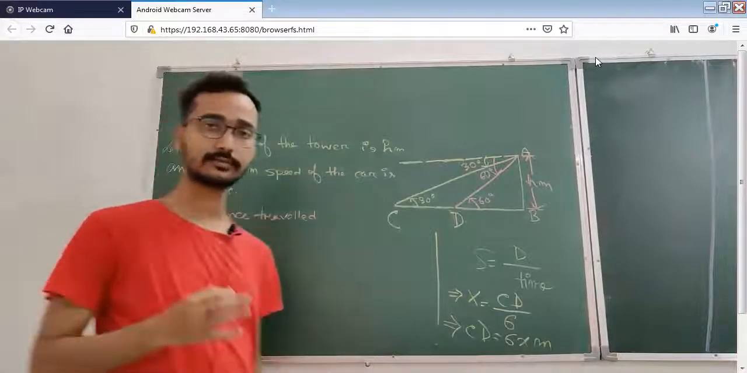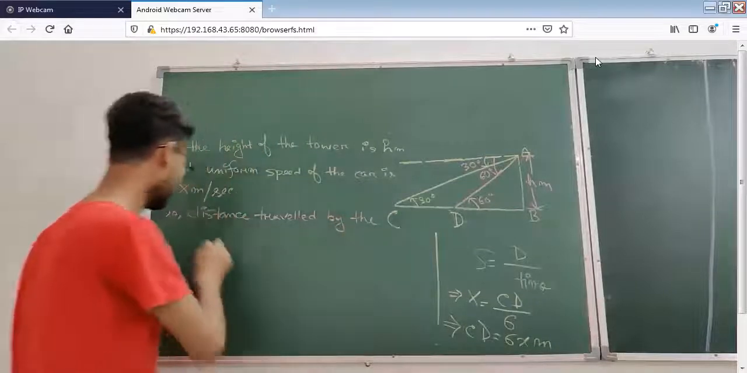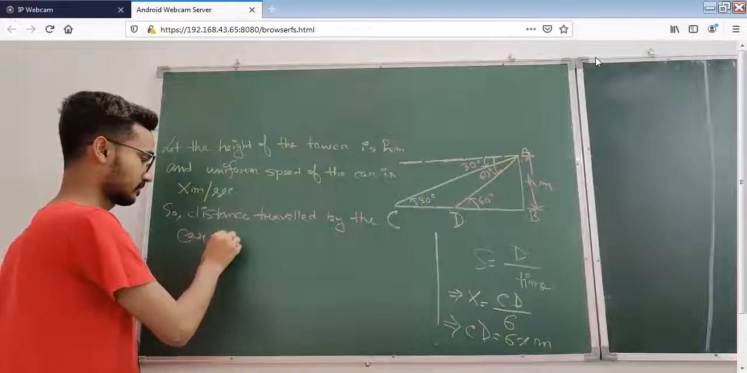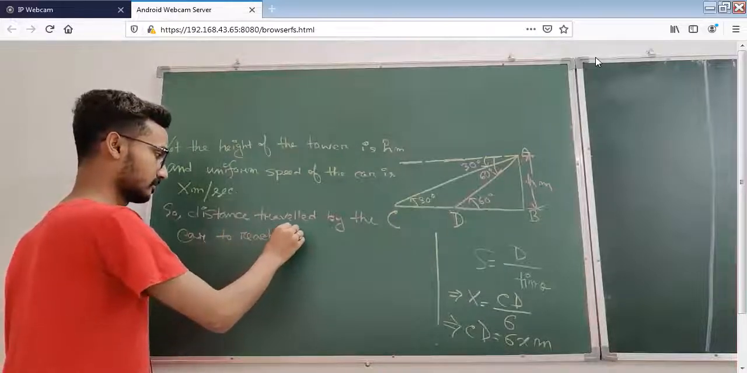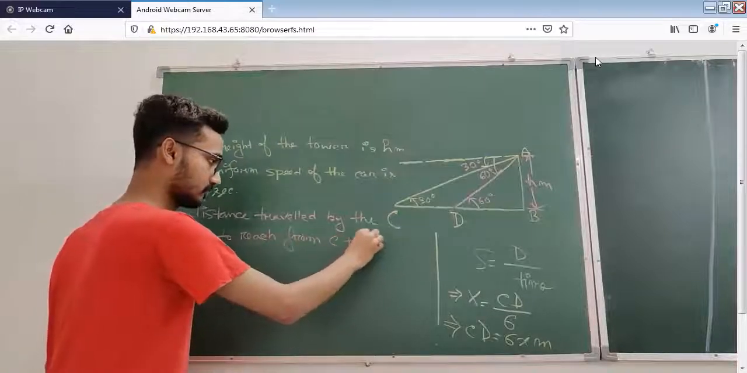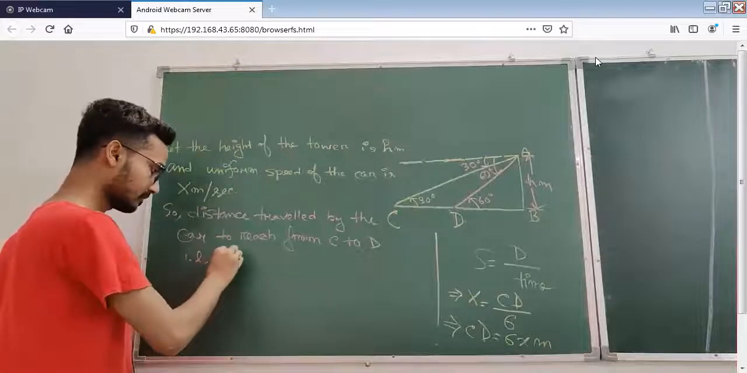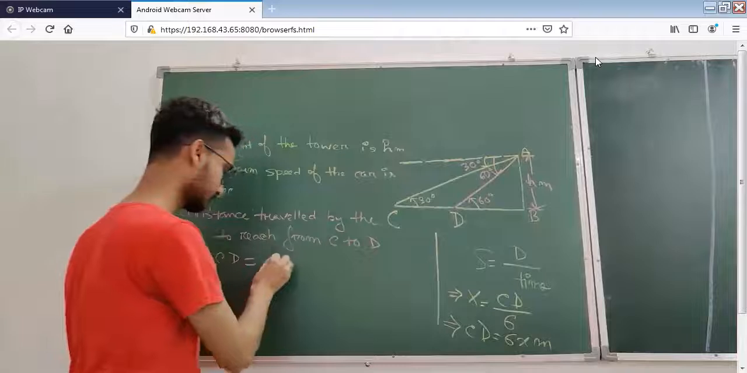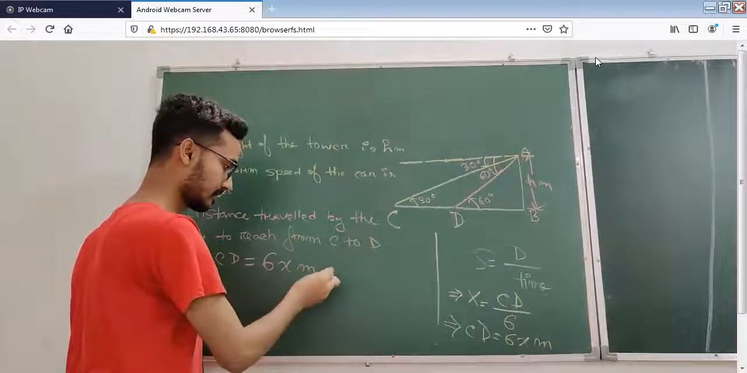So the distance traveled by the car to reach from C to D, that is CD. That is CD equal to how much? 6x meter. 6x meter. After this clear?